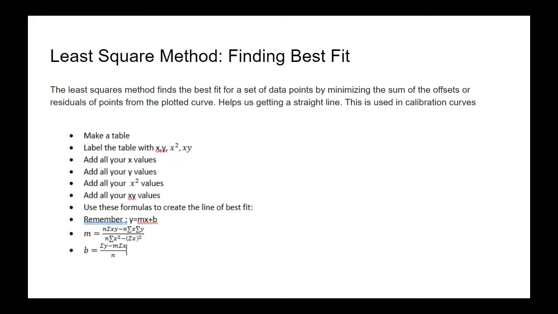Okay? And then the last one, we're going to talk about the least square method. And usually what this one is used for is to either linearize stuff that is nonlinear, or sometimes when we're doing a calibration curve. That's the reason why we're using the least square method. So the least square method finds the best fit for a set of data points by minimizing the sum of the offsets or residuals of points from the plotted curve. It helps us get a straight line. And like what I said, this is what you get when you're doing a calibration curve.